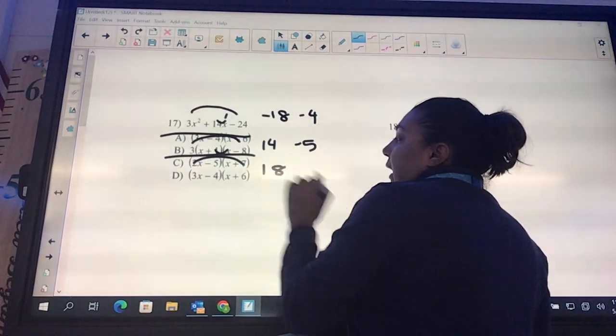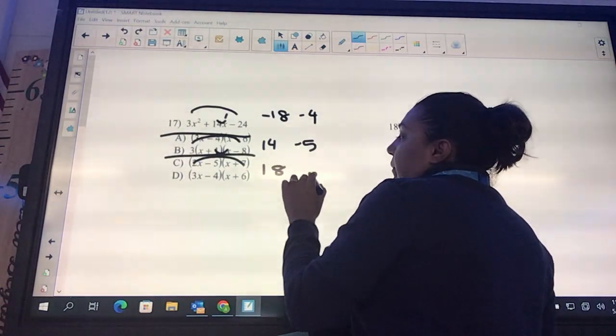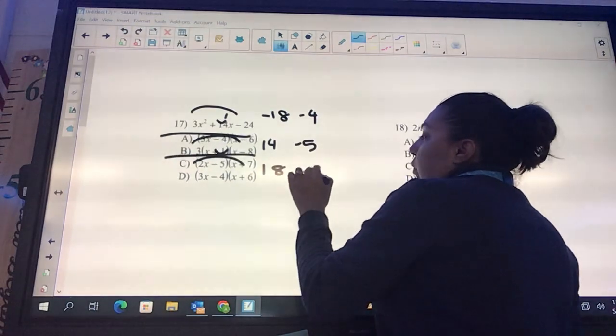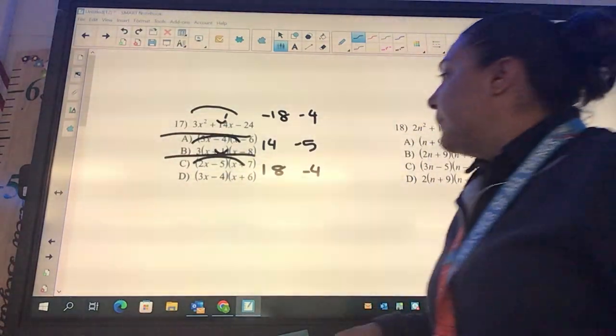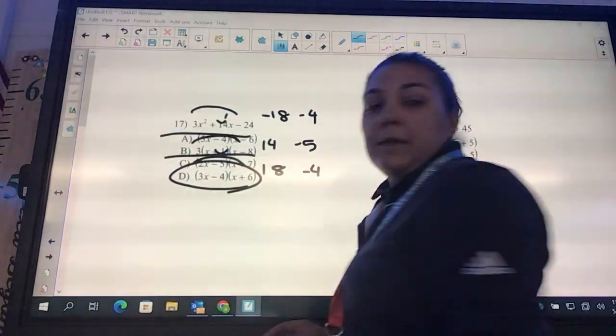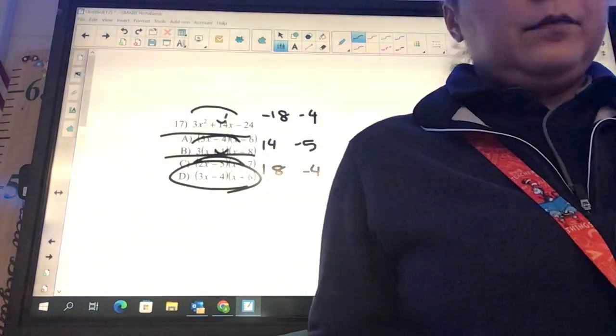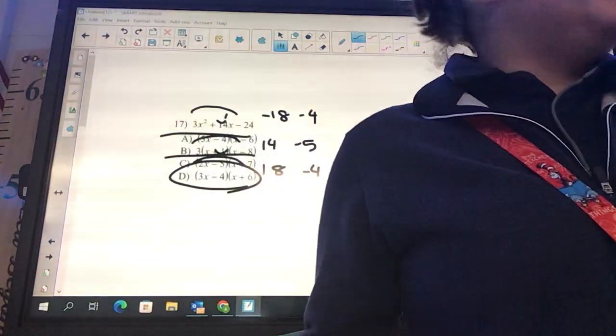18. What are you gonna get for the inner? Negative 4. Is that gonna work? Yes. Okay, so it's gonna be D. And I'm gonna move over this way.